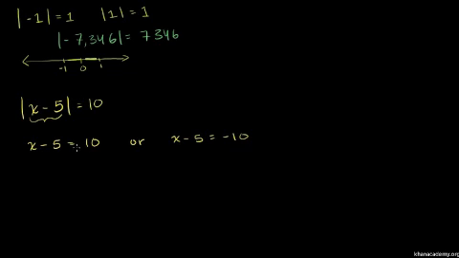Now, to solve this one, add 5 to both sides of this equation. You get x is equal to 15. To solve this one, add 5 to both sides of this equation. x is equal to -5. So our solution, there's two x's that satisfy this equation. x could be 15. 15 minus 5 is 10. Take the absolute value, you're going to get 10. Or x could be negative 5. Negative 5 minus 5 is negative 10. Take the absolute value, you get 10.